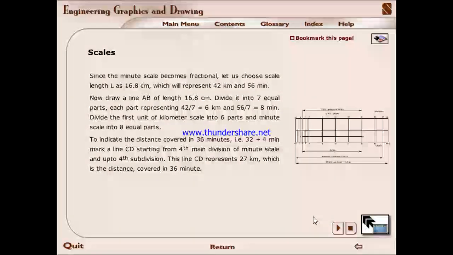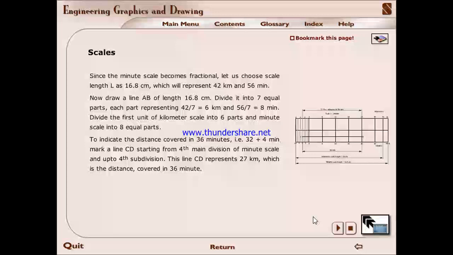Since the minute scale becomes fractional, let us choose scale length L as 16.8 centimeters, which will represent 42 kilometers and 56 minutes. Now, draw a line AB of length 16.8 centimeters and divide it into 7 equal parts, each part representing 42 by 7, which is equal to 6 kilometers, and 56 by 7, which is equal to 8 minutes.